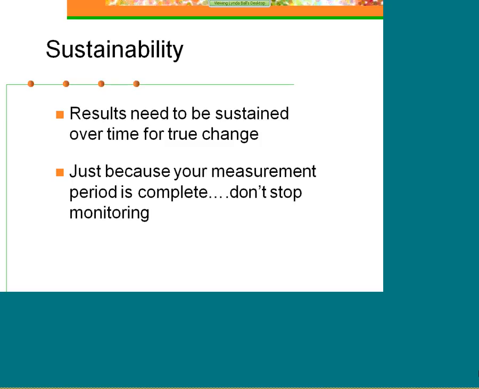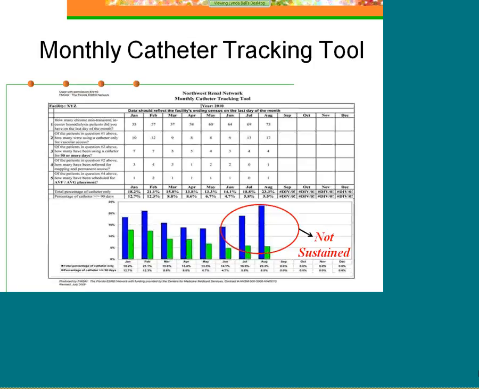But just because we've come to the end of 6 months, and you'll come to the end of your 6 months, it doesn't mean you just stop tracking this now, because we need to be able to sustain our change. The results need to be sustained over time for true change. Just because your measurement period is complete, you don't stop that monitoring, because this is what happened after that. All of a sudden, you start to see the total number of catheters rise, and the number of long-term catheters starting to creep up again. So they didn't sustain that change that they achieved when they were in this QI project.